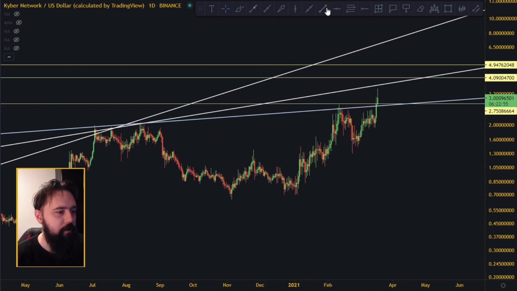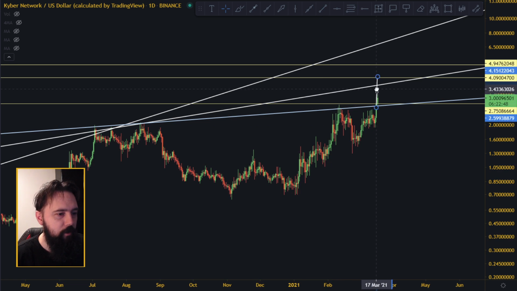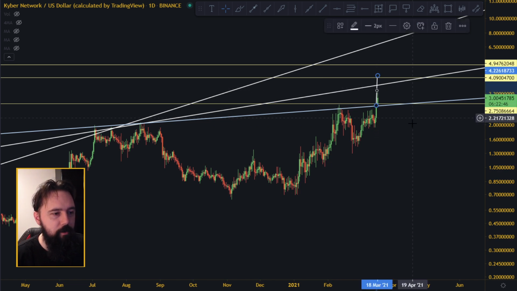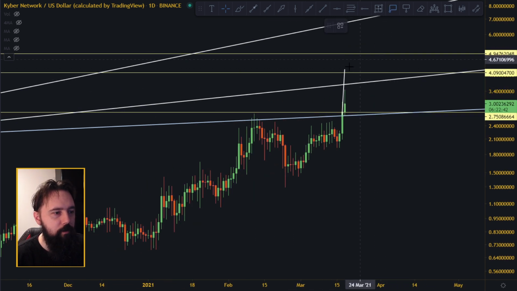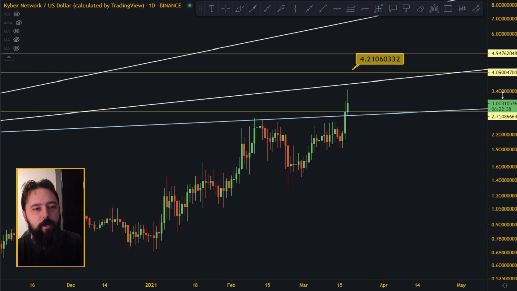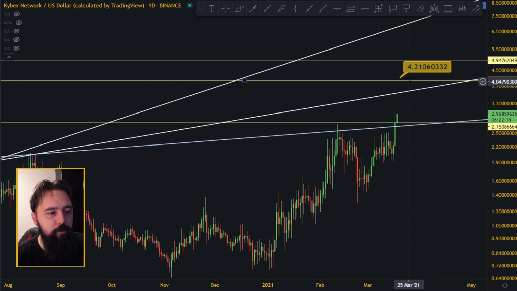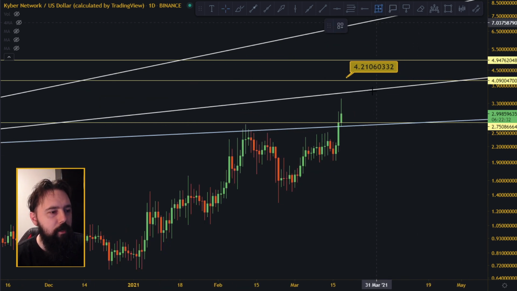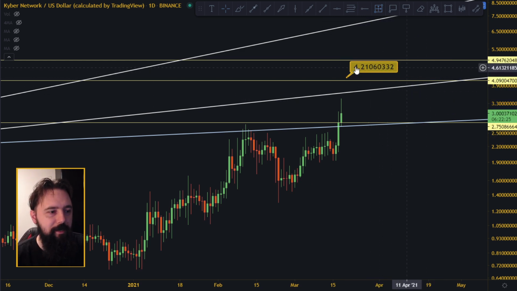The cup and handle is pretty easy to target. We're gonna use the bottom over here to the top, and we're gonna move it all the way to the breakout point, and you can see here the next target should be around 4.2, something like that. That's where our first resistance is, 4.9. So the cup and handle breakout should go all the way to 4.2, and that's how many percent left up. That's like 40% more left up till we hit 4.2.